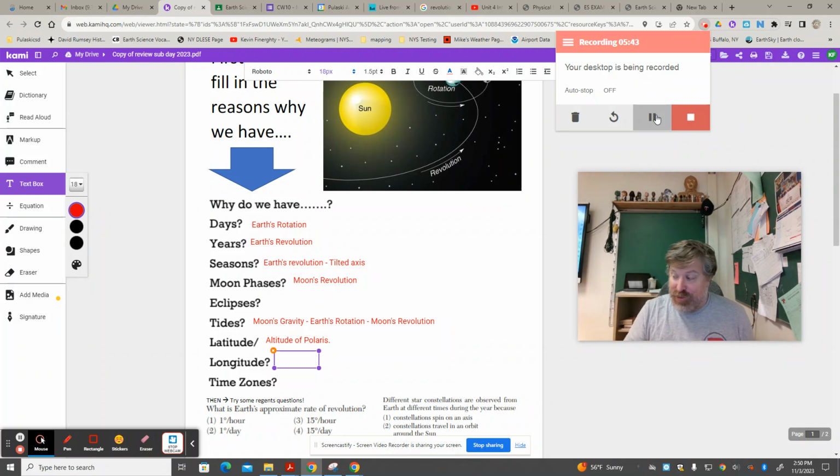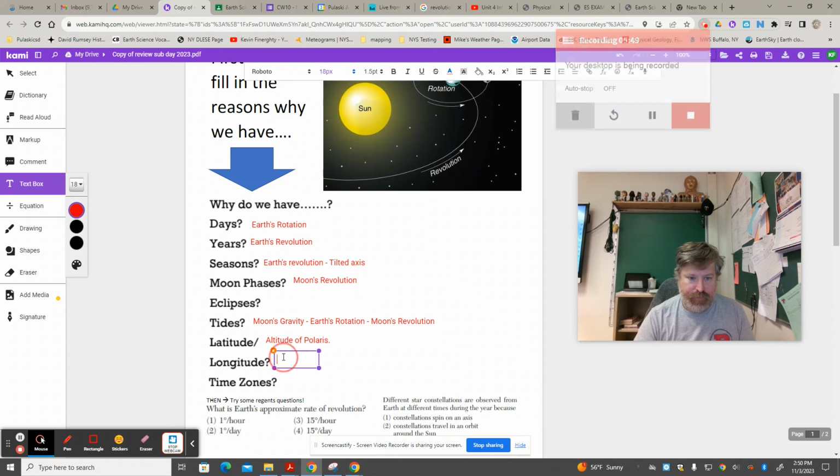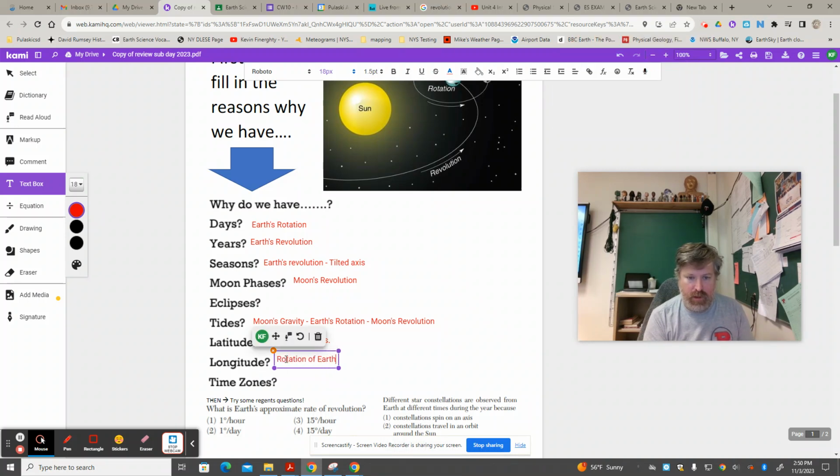So the basis for longitude has to do with time and where we are under the sun according to our rotation. Rotation of Earth under the sun, at that speed of 15 degrees per hour.